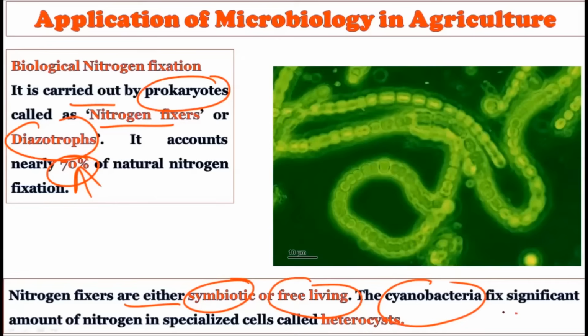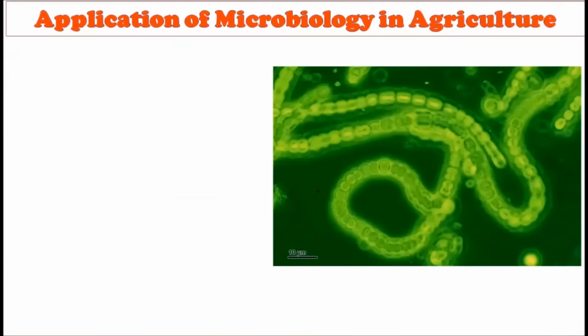Similarly, cyanobacteria also fix a significant amount of nitrogen by using their cells called heterocysts. Okay, what you see here is a picture of cyanobacteria, and the larger cells here in the middle are heterocysts. Using these heterocyst cells, the cyanobacteria fix nitrogen. So these prokaryotic organisms possess this remarkable ability to trap atmospheric nitrogen, and these are called nitrogen fixers or diazotrophs, which are responsible for 70% of the natural nitrogen fixation.